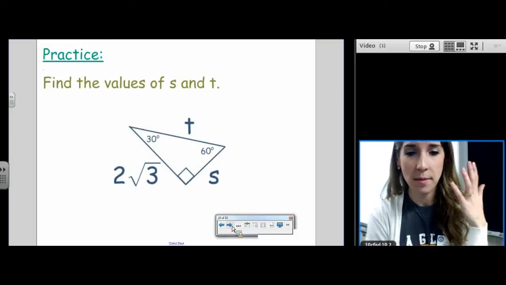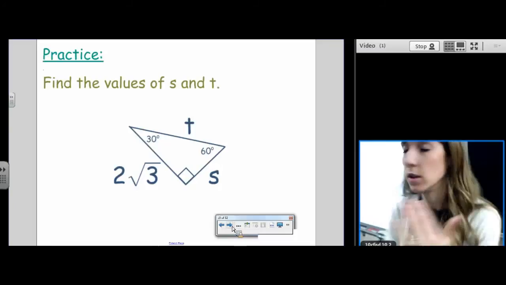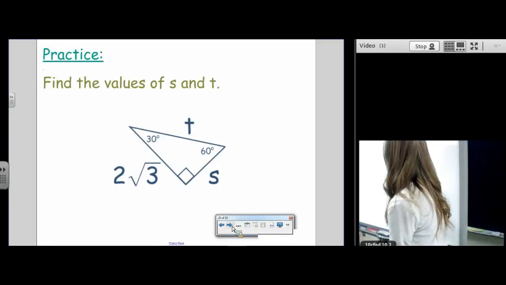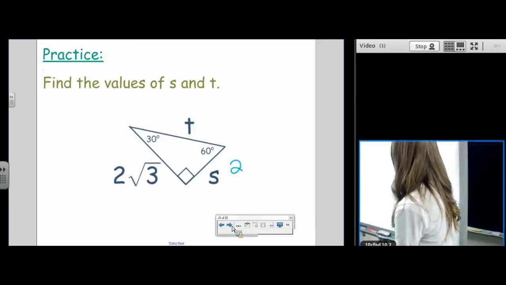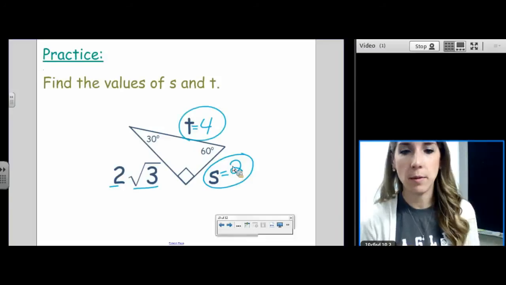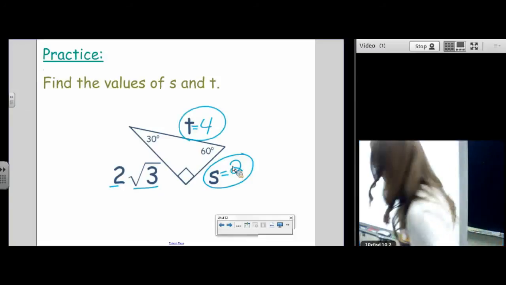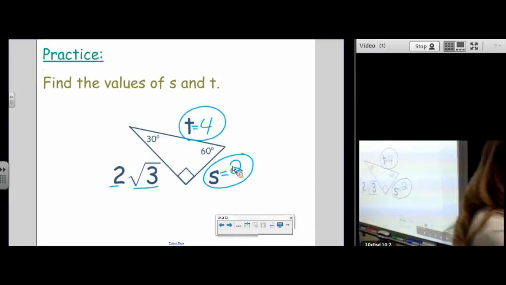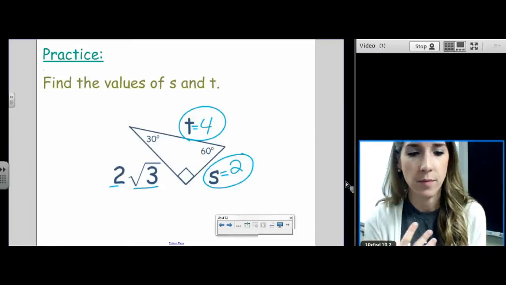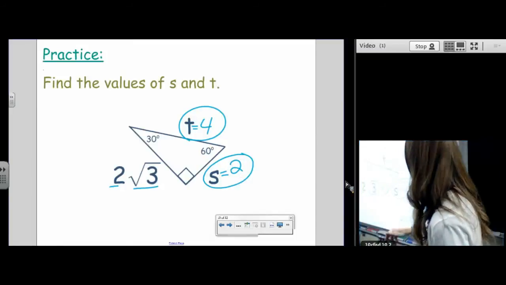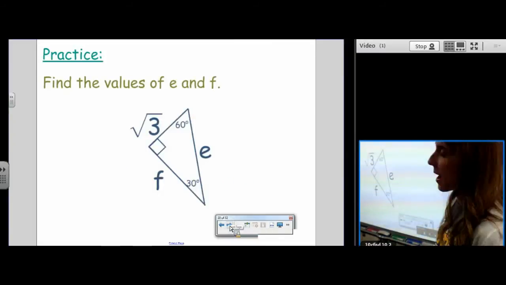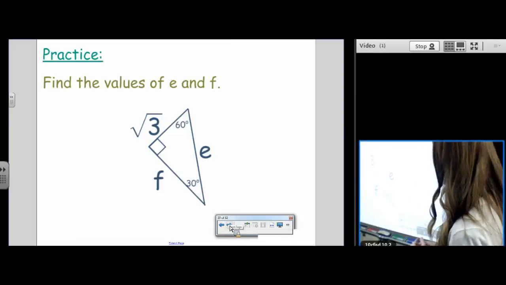Some of these you're going to be able to just look at the picture and you're going to know the rule. It's x, x root 3, 2x. So you might be able to just literally go to your picture, visualize the rule, and you might just be able to do it right away. I know that my shortest leg is 2, and then I always know that my hypotenuse is double my short leg. It's always double. So don't do the chart if you don't need to. Like I said, if you can do this right on your picture, then do it right on your picture.